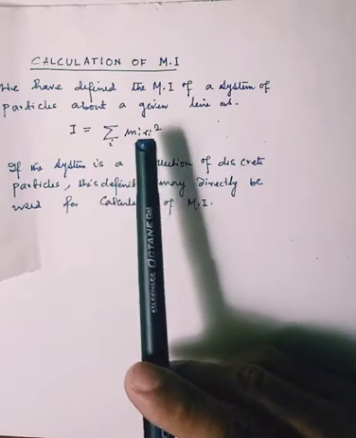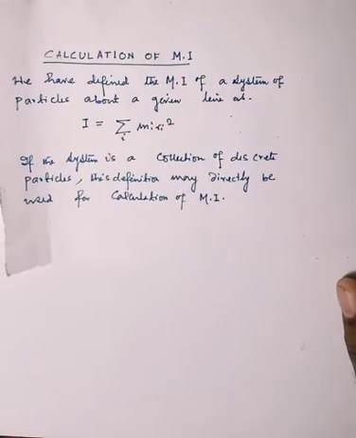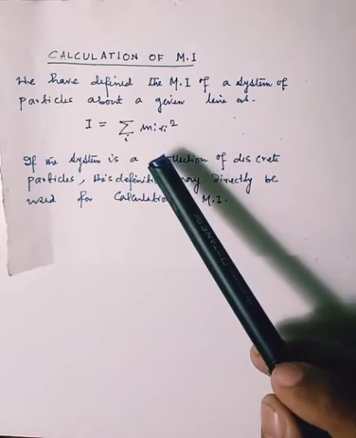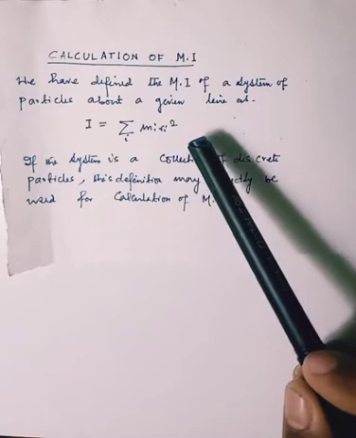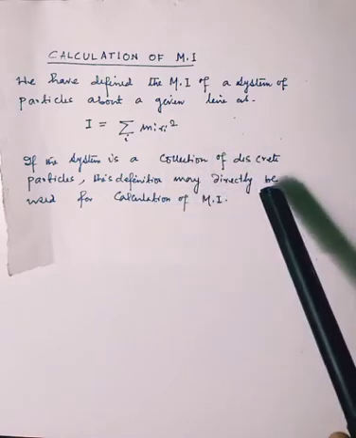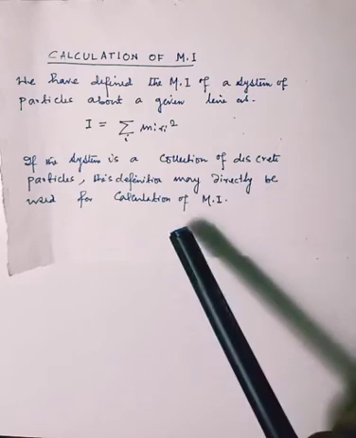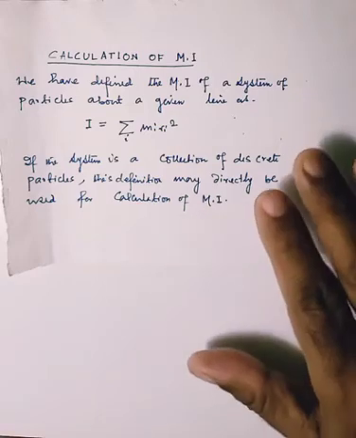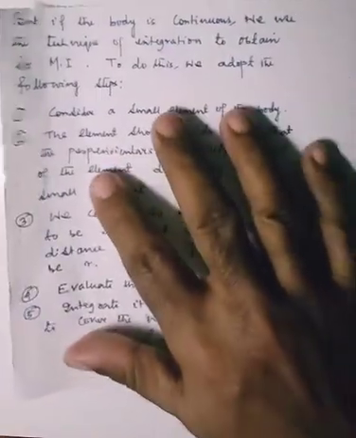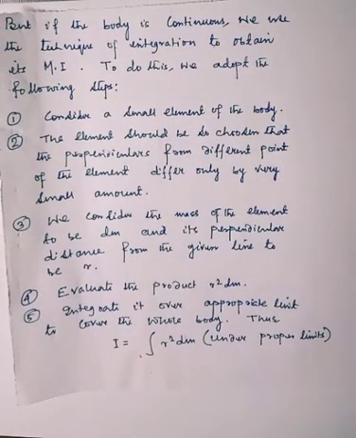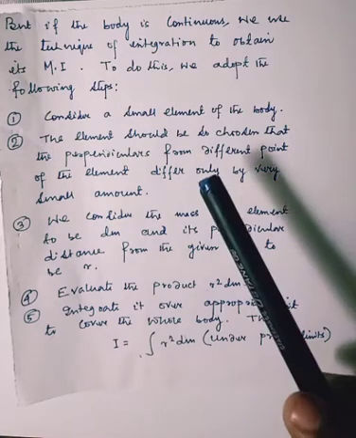Now, we have defined the moment of inertia of a system of particles about a given line as I is equal to summation over i of m_i r_i squared. If the system is a collection of discrete particles, this definition may be directly used for calculation of moment of inertia. But if the body is a continuous one instead of being made up of discrete particles, we use the technique of integration to obtain its moment of inertia.